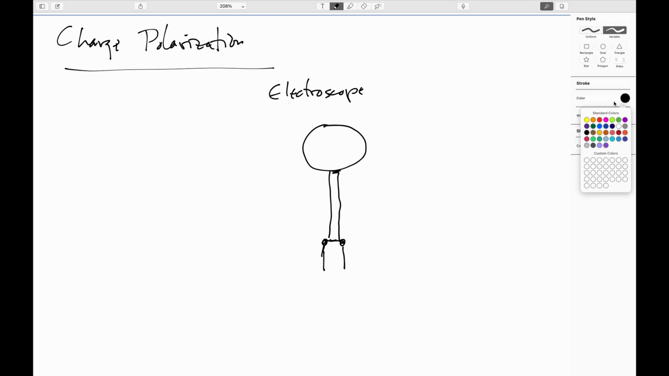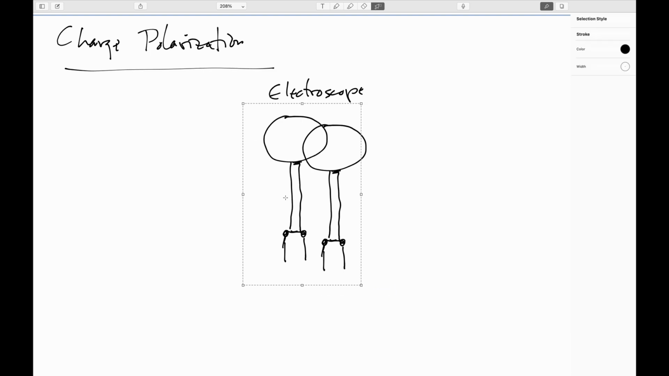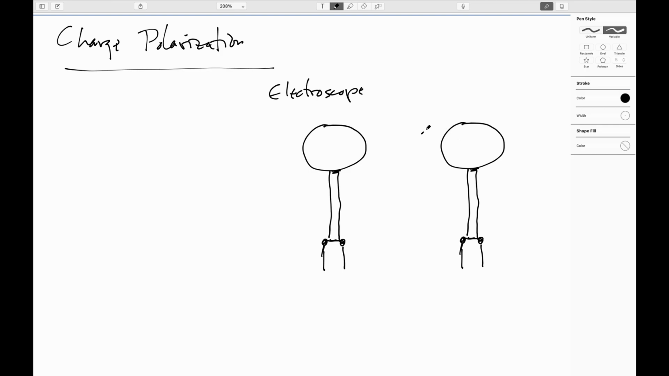Now, what happens is when you bring a charge nearby but not touching. So here we go there. So let's say I bring by a positive charge rod, but we don't let it touch.